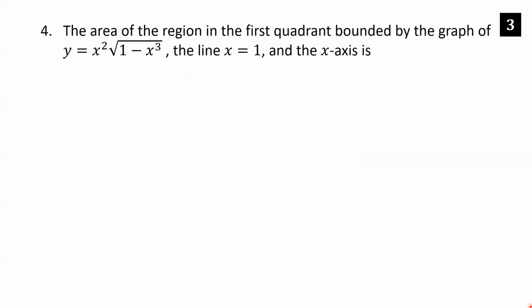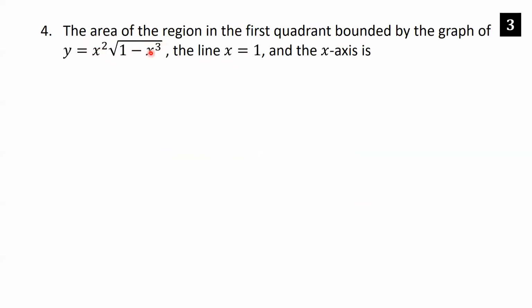The area of the region in the first quadrant, bounded by the graph of y equals x squared root 1 minus x cubed, the line x equals 1, and the x-axis is, well, first thing to notice here is that this is just going to be a straightforward integral. Notice if we plug a 0 in for x, we get 0. And if we plug a 1 in for x, we also get 0. 1 minus 1 cubed is 1 minus 1, which is 0.